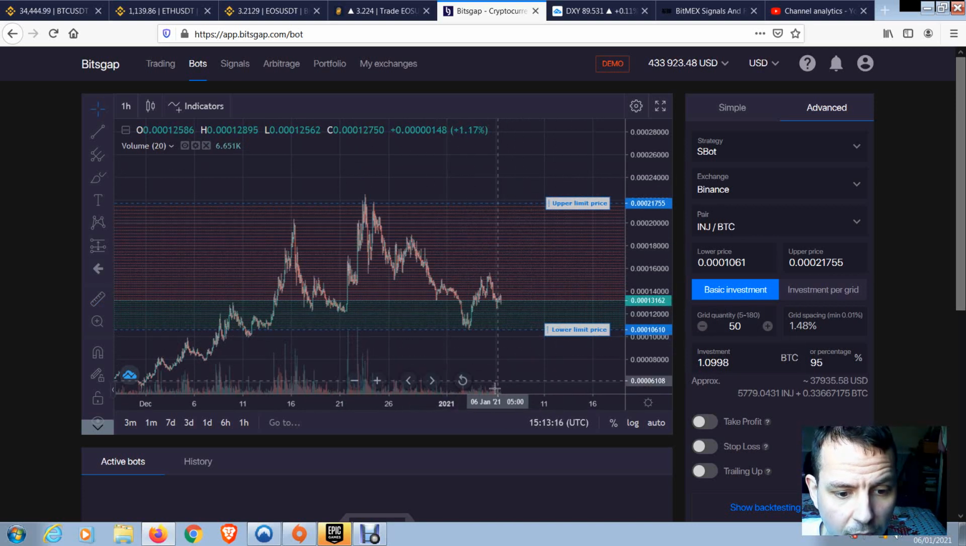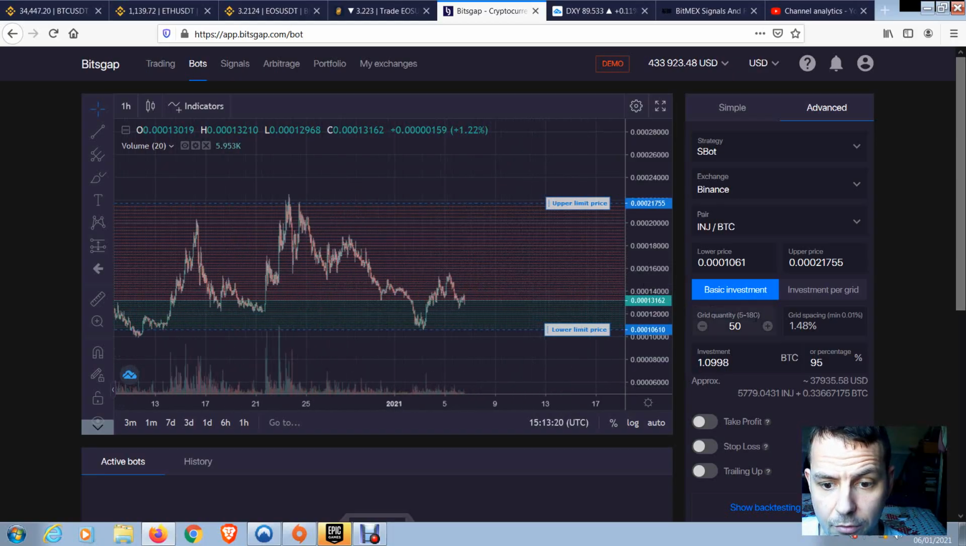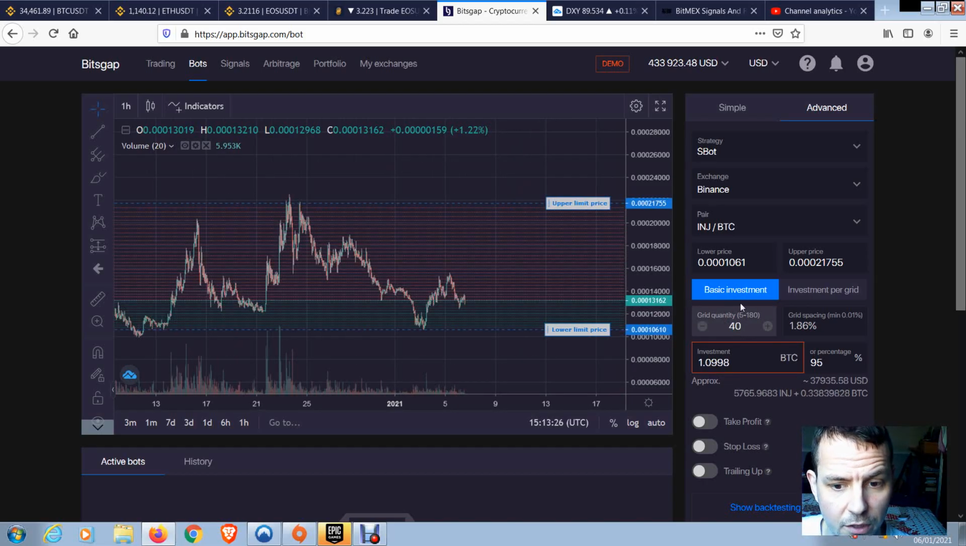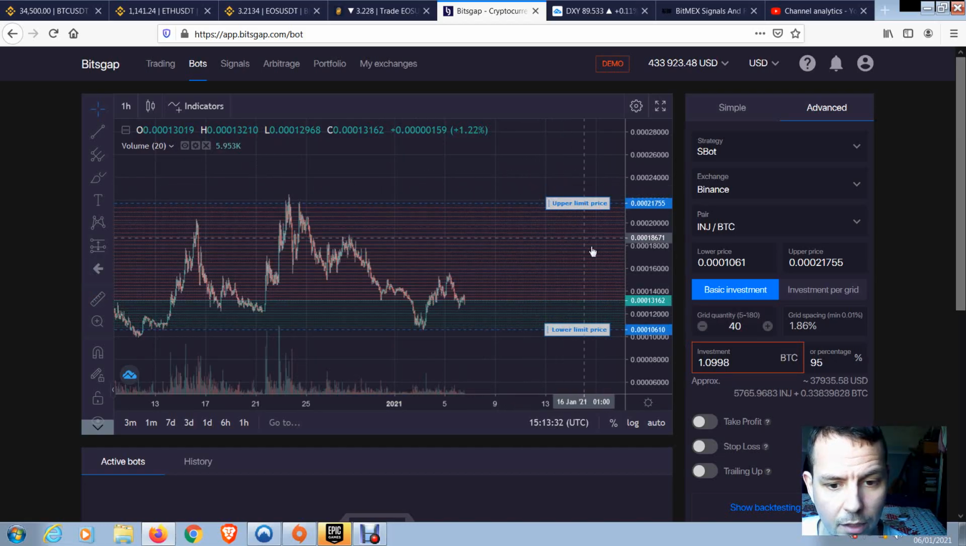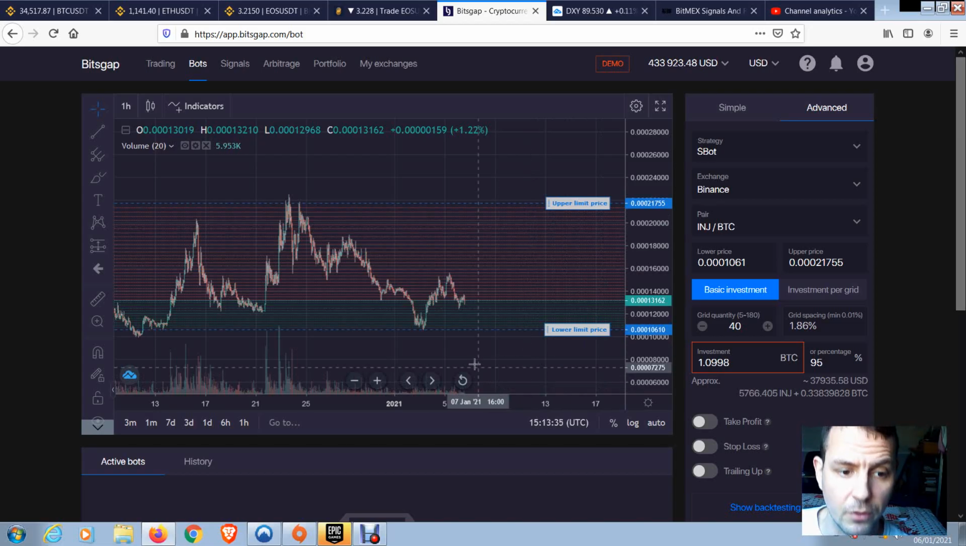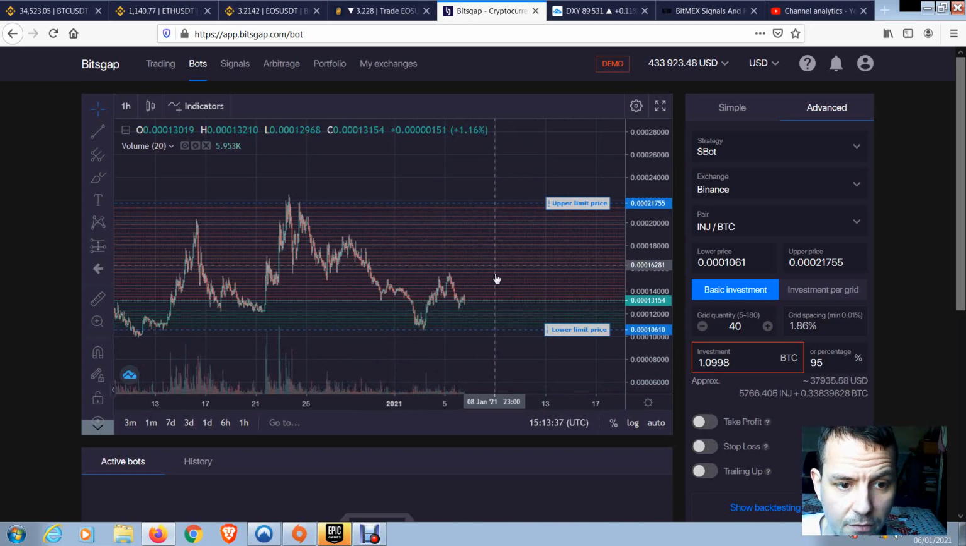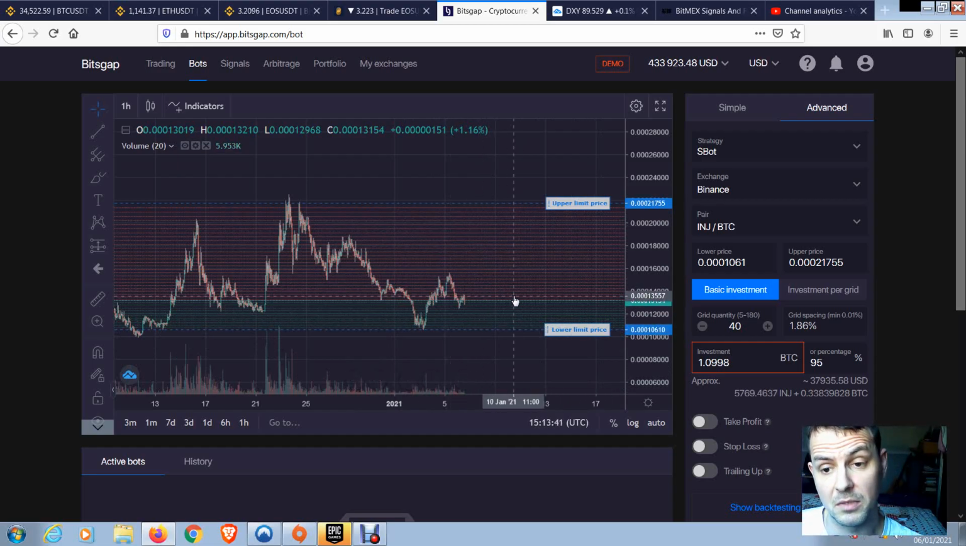So shall I spread this out even more? Shall I have less grids? I probably would have a few less grids on that. There's no need to have so many grids. So we've got 40 grids now in quite a large range, which is essentially a 100% range. Now what we've done is we've limited the amount of grids, so less trades, but still technically the same amount of profit being made, but less trades, which means less trading fees.